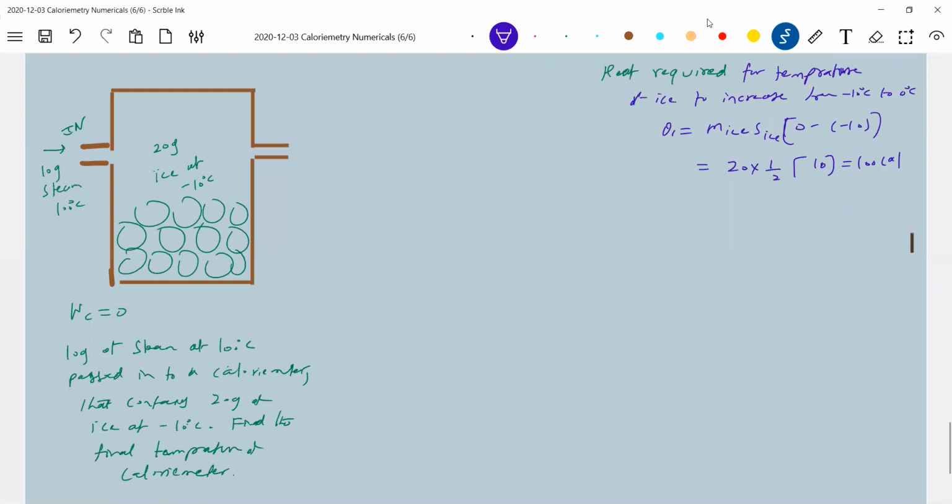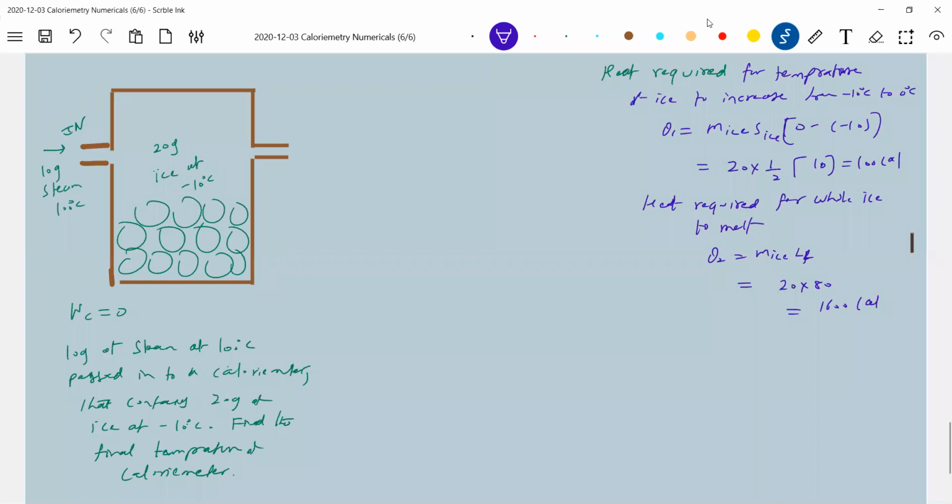Okay, now again, heat required for all ice to melt, Q2 equal to mass of ice into latent heat of fusion. Mass of ice is how much? 20. This is 80. 1600 calories. So total how much is it? 1700 calories is what is needed here.